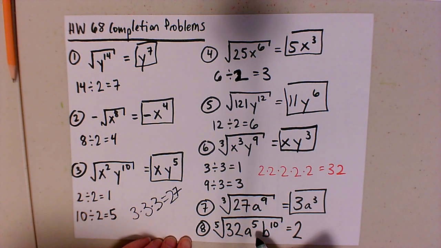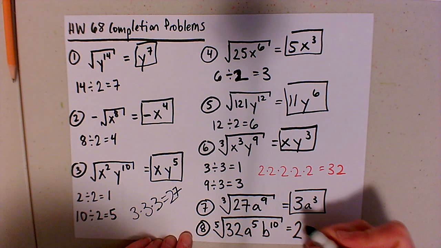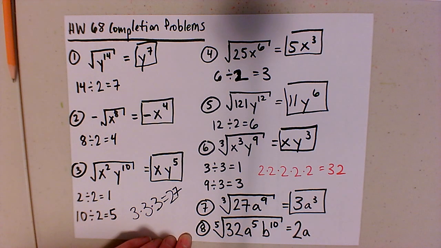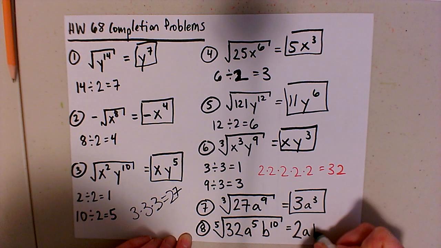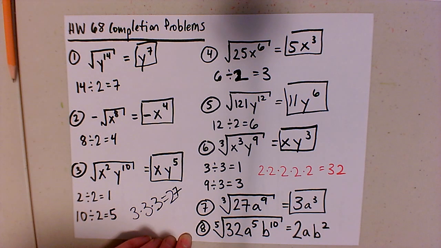And then the 5th root of a to the 5th, we do 5 divided by 5. That gives us a to the 1. If your exponent is 1, you don't have to write it. And then the 5th root of b to the 10th, so I would do 10 divided by 5, which gives me 2, and so then you have 2ab squared.